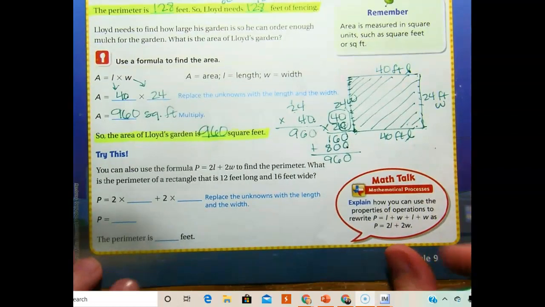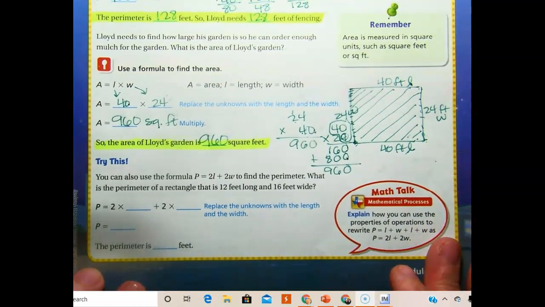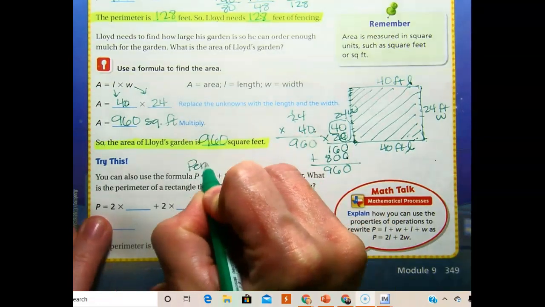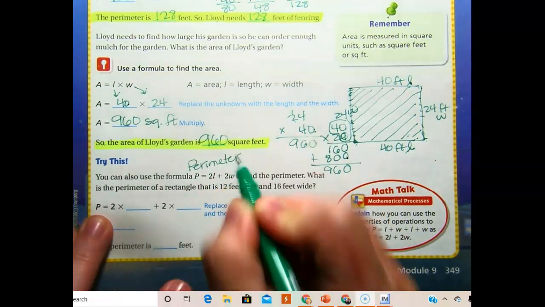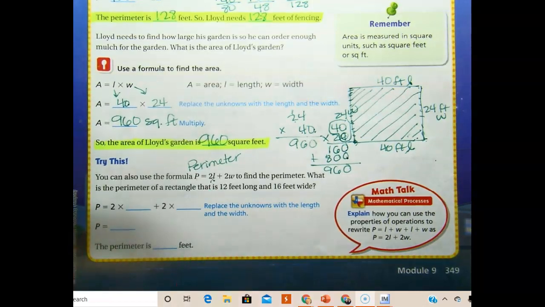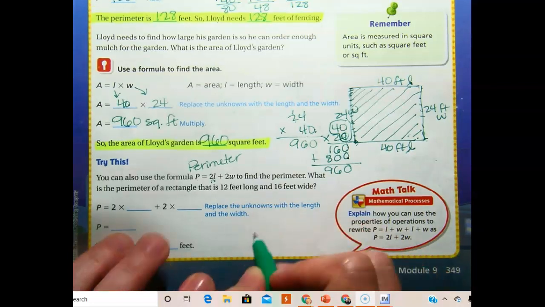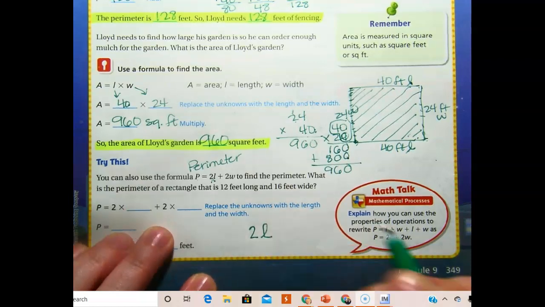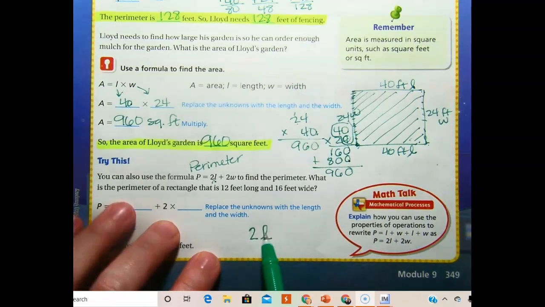All right, so let's try one more thing. It says you can also use the formula P. Okay, remember, P is perimeter, so we're talking about perimeter, equals 2L. That's an L. Remember, it's not a 1, it's an L. 2L plus 2W to find the perimeter. And remember, I know your math teachers have talked to you about this during the year. Anytime you have a number next to a letter, you're going to be multiplying.